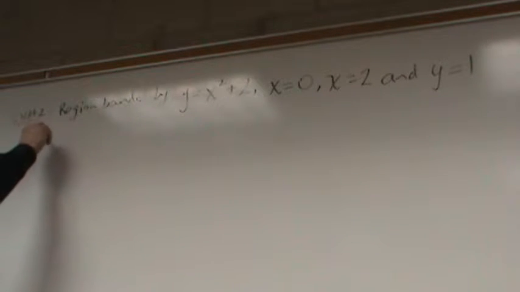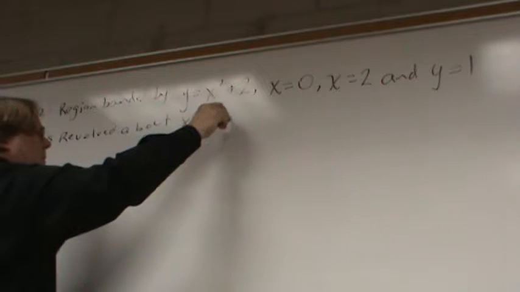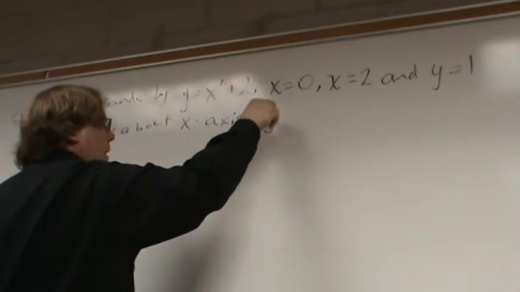It turns out to be bounded above by y equals x squared plus 2, to the left by x equals 0, to the right by x equals 2, and below by y equals 1. It is revolved about the x-axis. Get the volume.